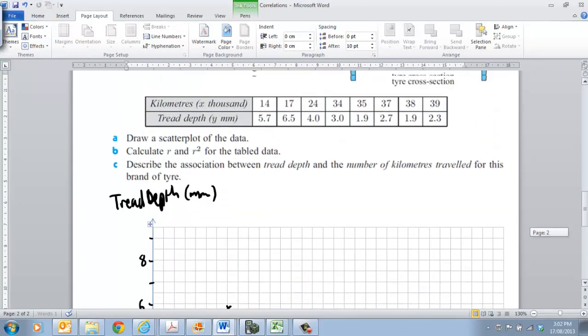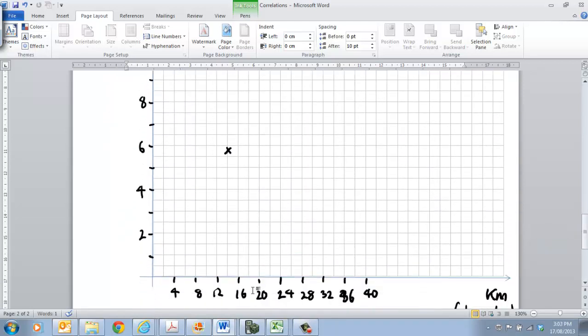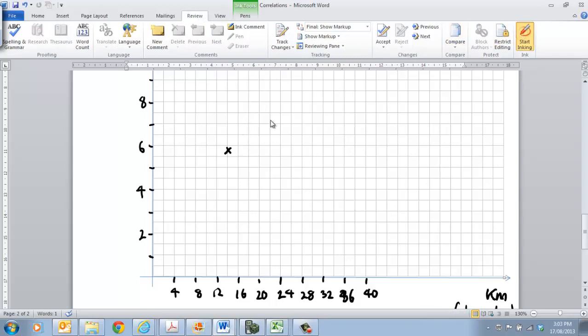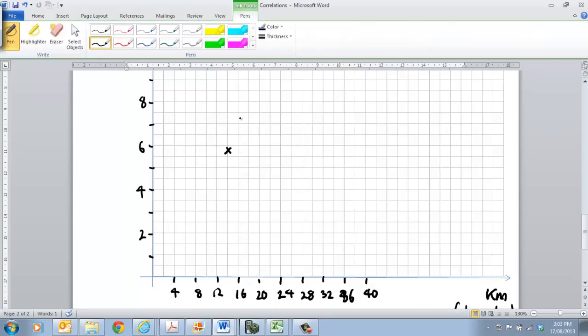So if I've got a tread depth of 17, it's going to be 6.5. So 17, that's 18, so it's halfway there. And remember, that is now going to be 7.5. So 17, halfway there, 7.5 has to be pretty well right on that point there. Okay, and then you keep going with your other values.